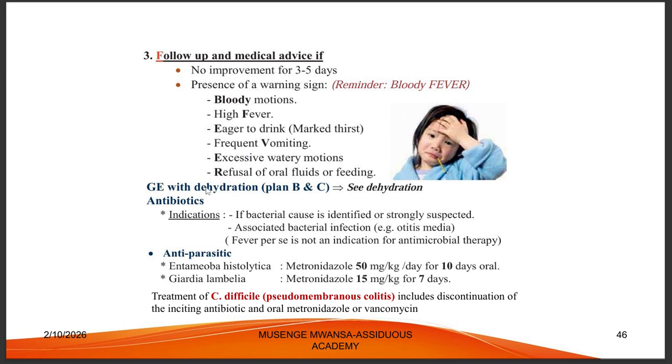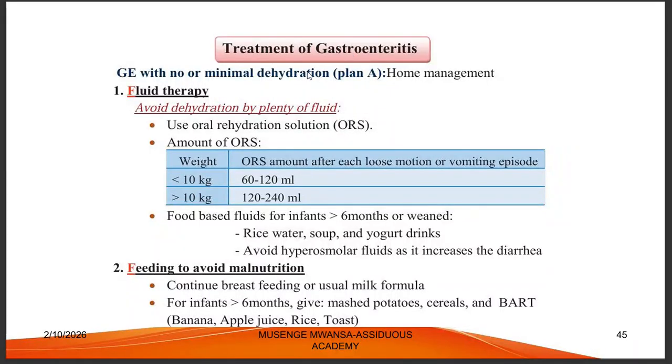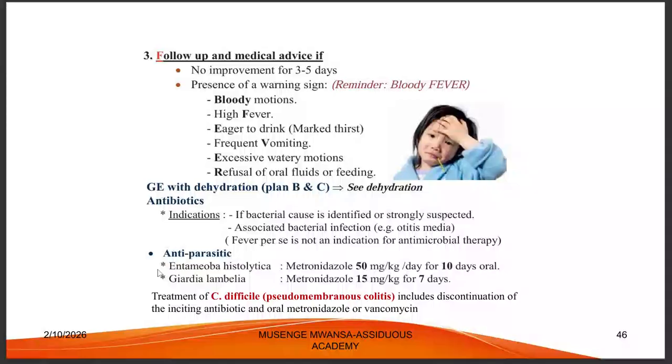Okay. Gastroenteritis with dehydration, you're going to use this if there is no dehydration, because this management is actually for no dehydration. So this is known as plan A, where you basically give ORS, okay, fluid therapy, feeding, and then also follow up. You only follow up if warning signs begin to show up. But if there's dehydration, use plan B and plan C. Okay, antibiotics you normally don't give them except there's an indication.